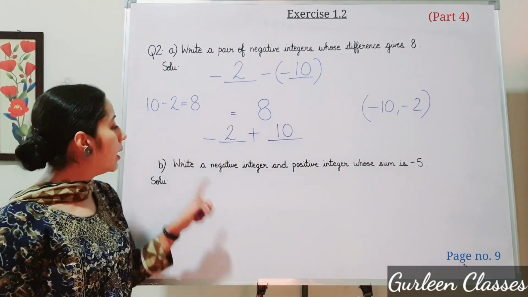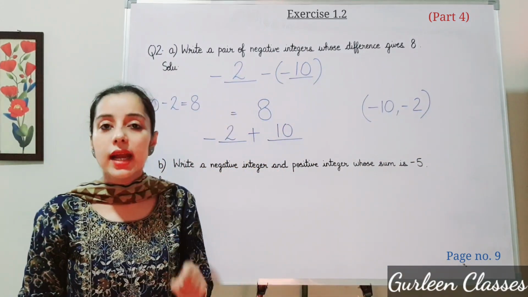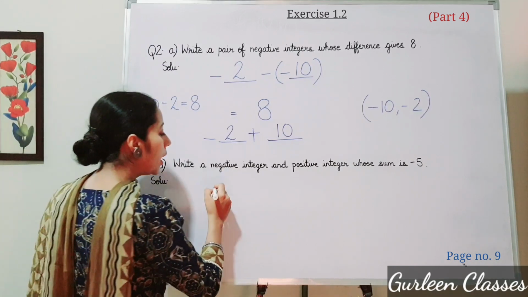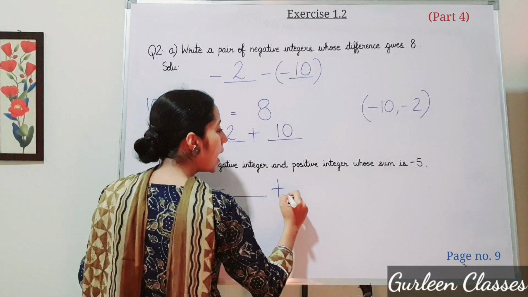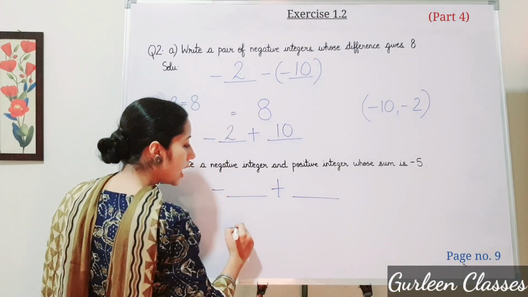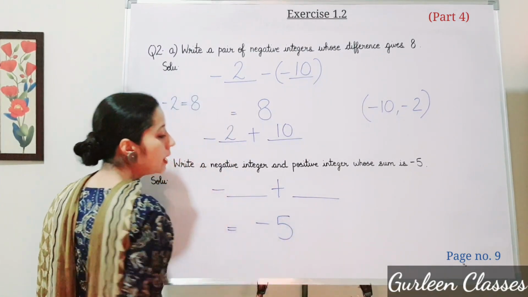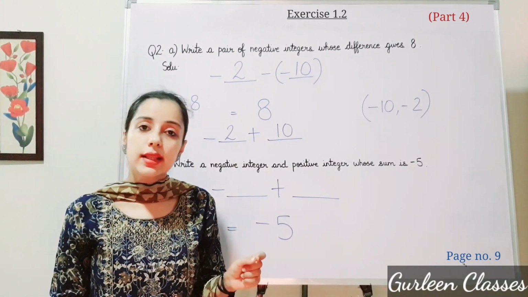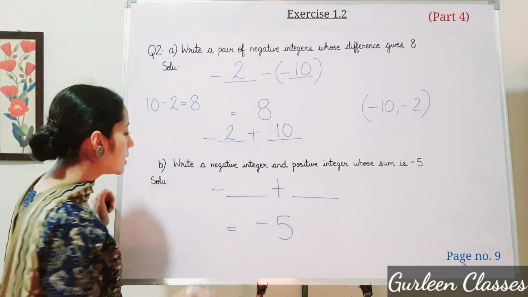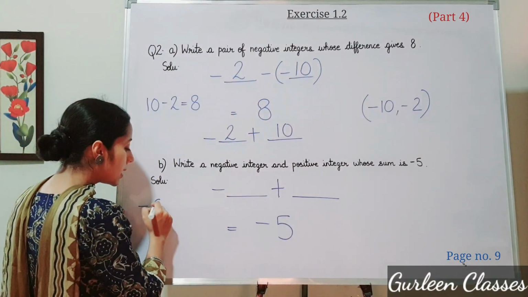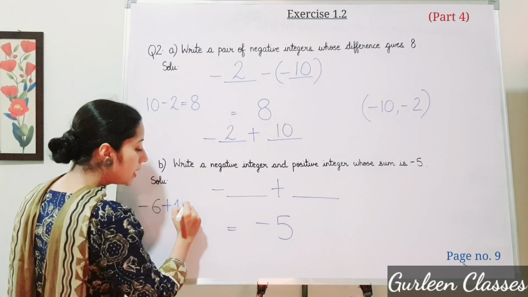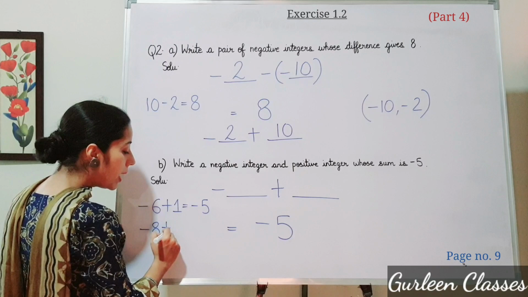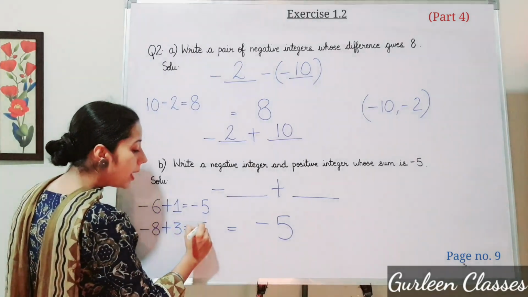Now B part, write a negative integer and a positive integer whose sum is minus 5. We have to write down the negative integer and positive integer whose sum is minus 5. So let us think of those pairs. So let us see, minus 6 plus 1, that is minus 5. Another could be minus 8 plus 3, that is minus 5.